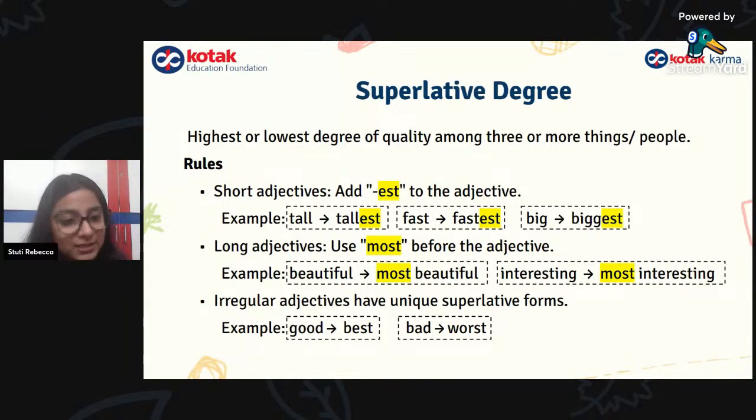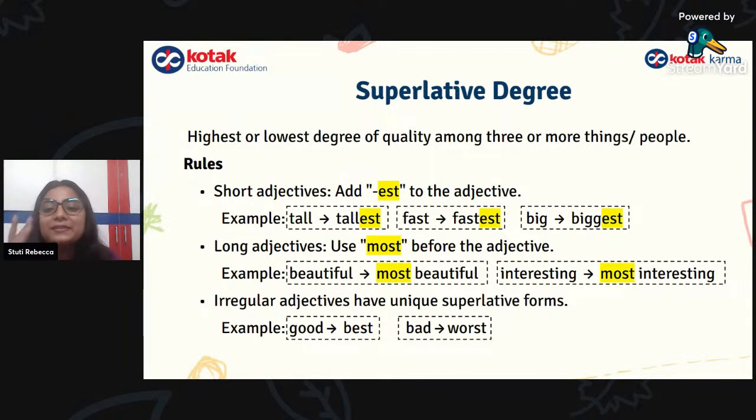Similarly, long adjectives in superlative will change to most instead of more in comparative degree. So for beautiful, it will be most beautiful, and interesting will be most interesting. Now, students, here you have to keep in mind that irregular adjectives have unique superlative forms. For example, good, all right? So, good will not change to gooder or goodest. It will change to good, better, best, bad, worse, worst. This is easy, you'll get a hang of it.